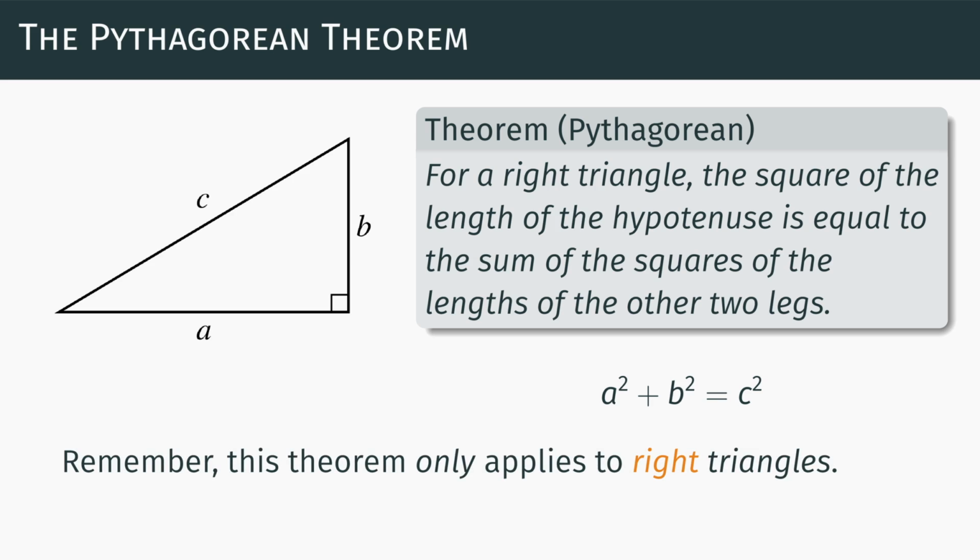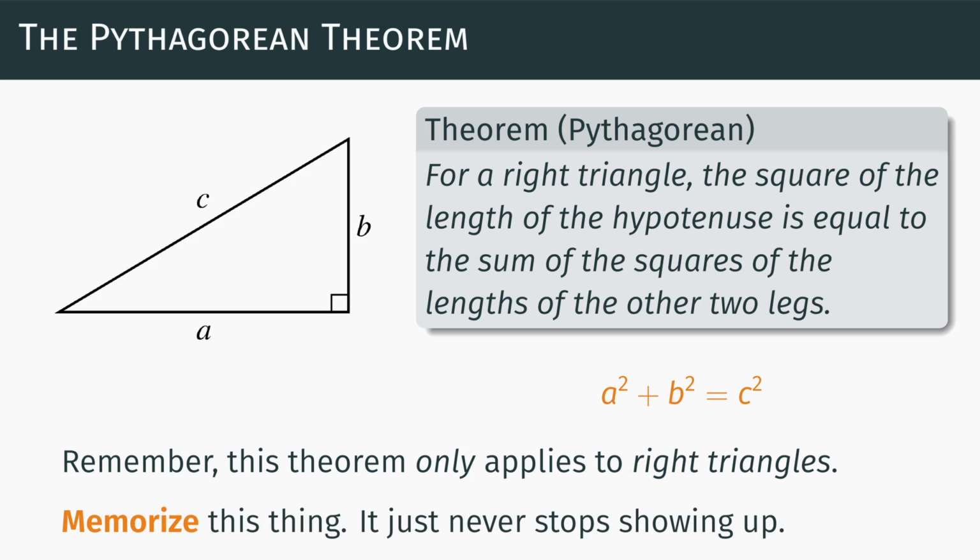Remember, this theorem only applies to right triangles. It can be tempting to use it on any triangle once you learn it, but you have to have a right angle in there, otherwise this theorem is no good. And memorize this thing. It just never stops showing up. As long as you're taking math, you're going to keep using the Pythagorean theorem, so it's really good to have it locked down.